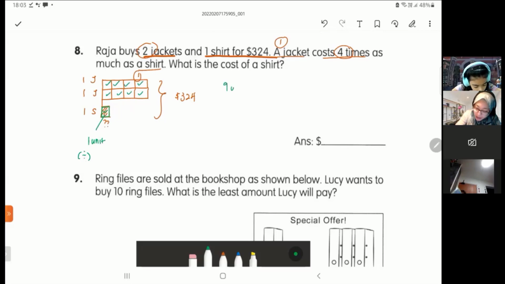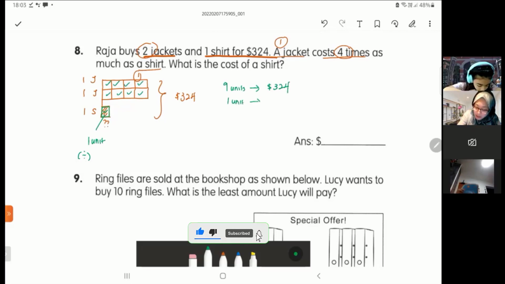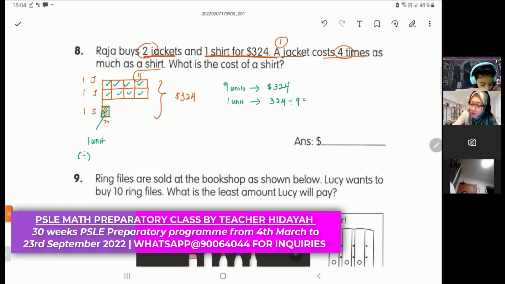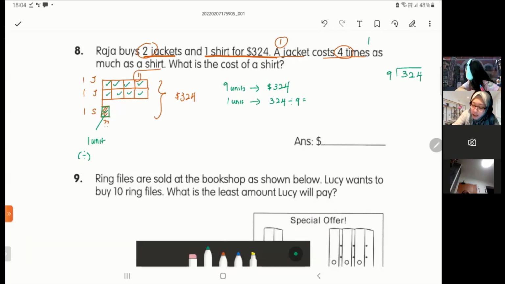1, 2, 3, 4, 5, 6, 7, 8, 9. 9 units is a total of $324. 1 unit is $324 divided by 9. We learned this just now, long division. 324 divided by 9. How many 9s are there in 3? Cannot, 0, right? So we bring it down. There's just 3, and then bring down the next one, 2, 32.